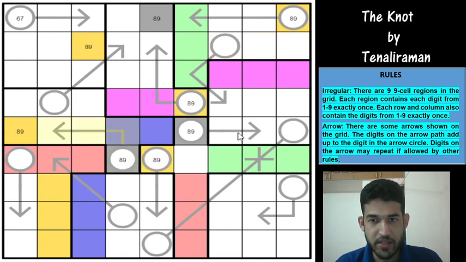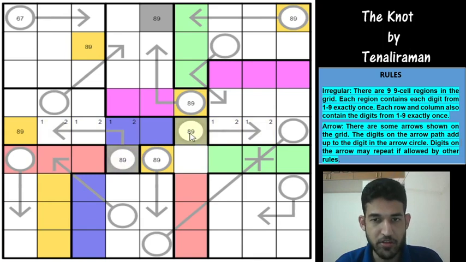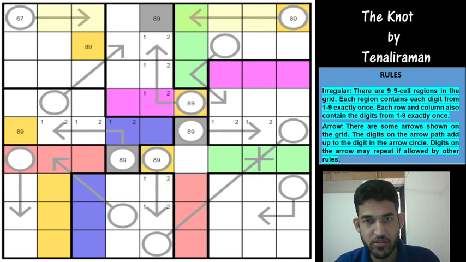So let me write the digits which have to be present in these 5 cells. Maybe that will help us. So I know that in these 5 cells 1 and 2 must be present, right? Because without the 1 and 2, I will be reaching a total more than 18, which is the maximum possible value here. And similarly the columns, the arrows in the columns also must take 1 and 2 for sure. And these cells also must take a 1 and 2 for sure.